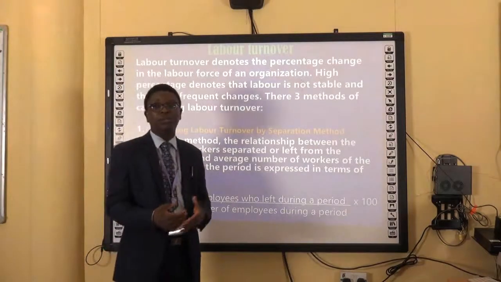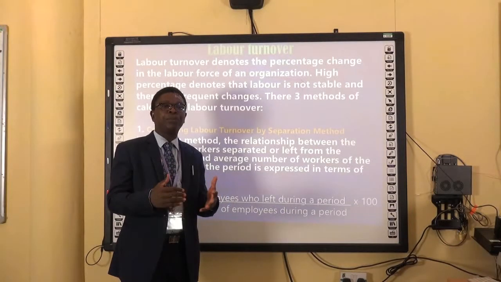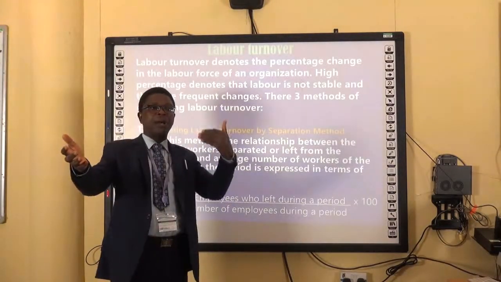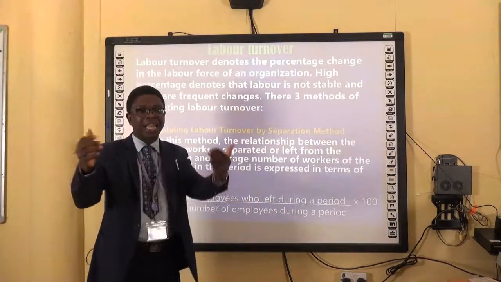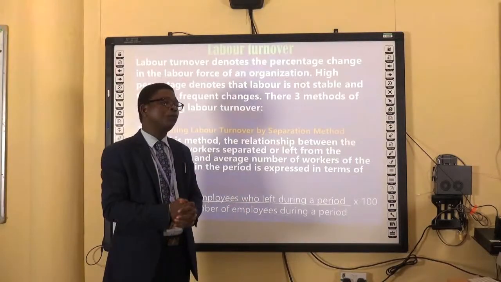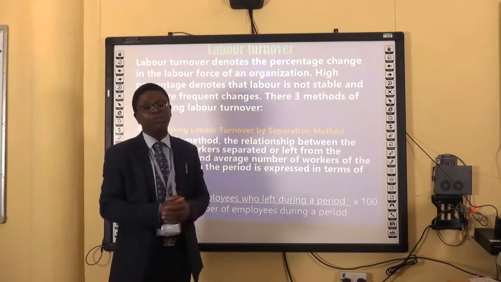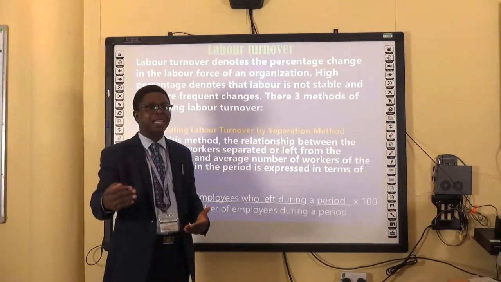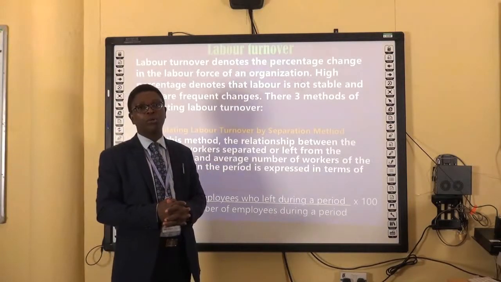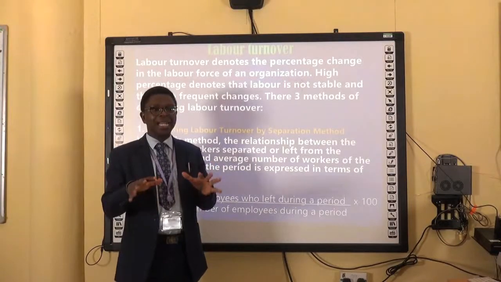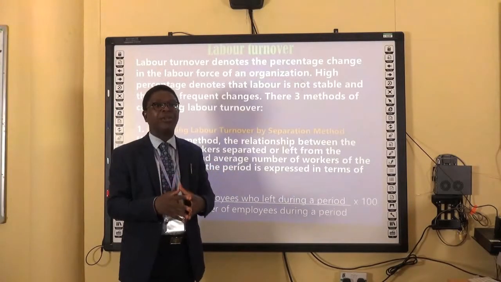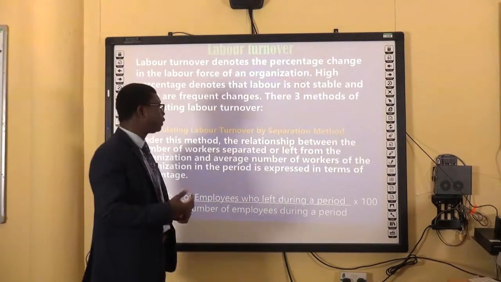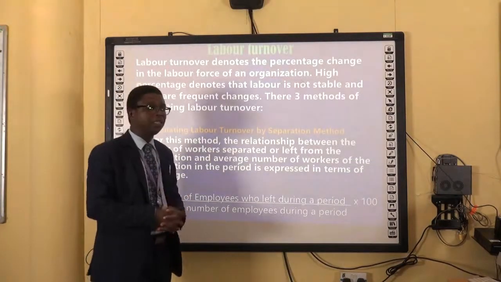Now, when we talk about labor turnover, we are generally looking at the rate at which people disengage from the company or the organization, and new ones are brought in. So disengagement and engagement over a period of time, usually within a 12-month period, is what we refer to as labor turnover. If people come in and then resign at a very high level, we say there is a high labor turnover. If people are recruited and then retained for a long period of time in an organization, then we say there is a low labor turnover. And there are various ways of calculating labor turnover in every organization.